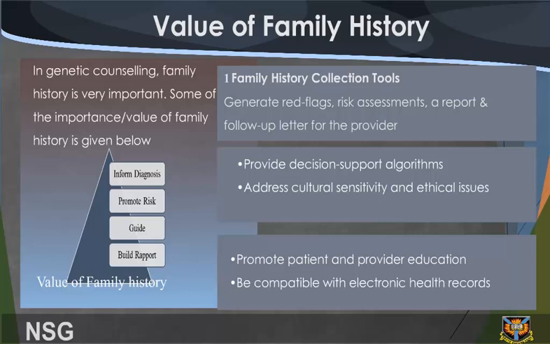Inform diagnosis, promote risk guard, build rapport. 1. Family history collection tools: generate red flags, risk assessment, a report and follow-up letter for the provider; provide decision support algorithms; address cultural sensitivity and ethical issues; promote patient and provider education; and be compatible with electronic health records.